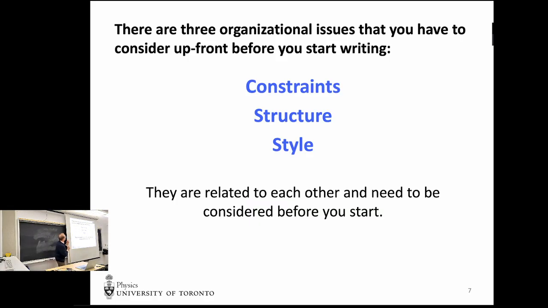Okay, so there are what we would call three organizational issues that you should keep in mind before you even start writing. There are constraints you need to take into account, and you might as well know them before you start putting fingers to keyboard or pen to paper. There is a question of structure of what you're writing. How should it be structured? Sometimes you have some choices. Often you have constraints and things that you don't have any real choice in.